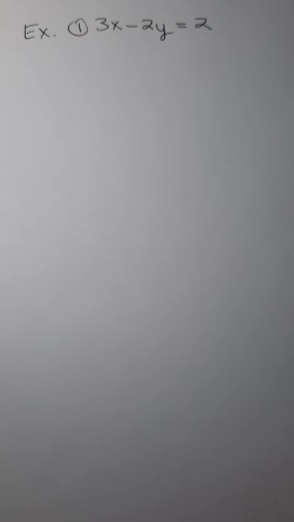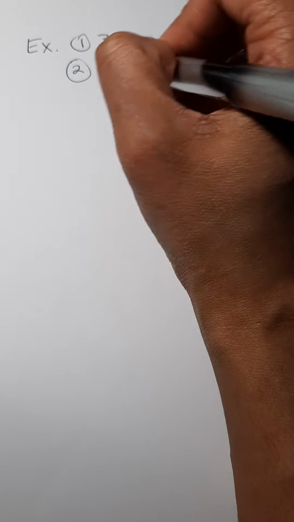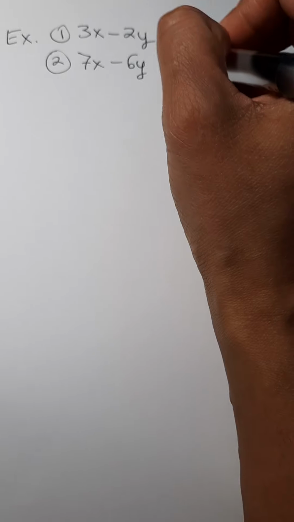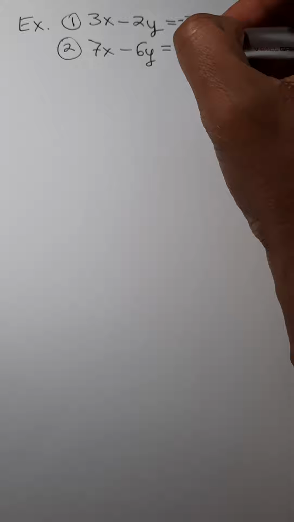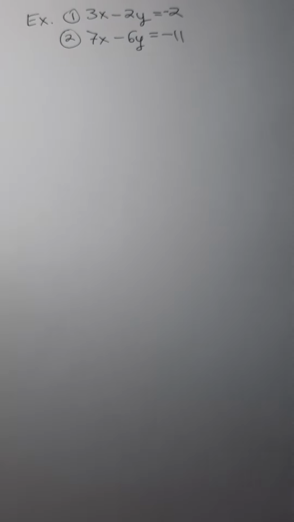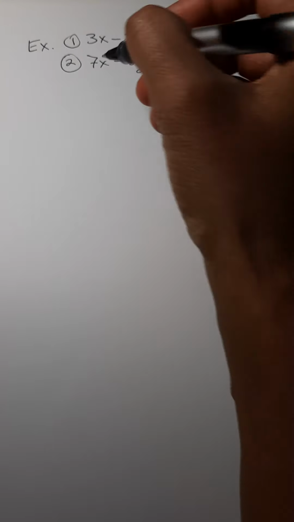So what we're going to do is try one more example here. So let's try it at the top. Okay, so let's do one more equation. I'm going to give you two equations. The first one is 3x minus 2y is equal to 2. The second equation is going to be 7x minus 6y is equal to negative 11. Okay, even if the equation is in the standard form, just take the constant values to the other side.